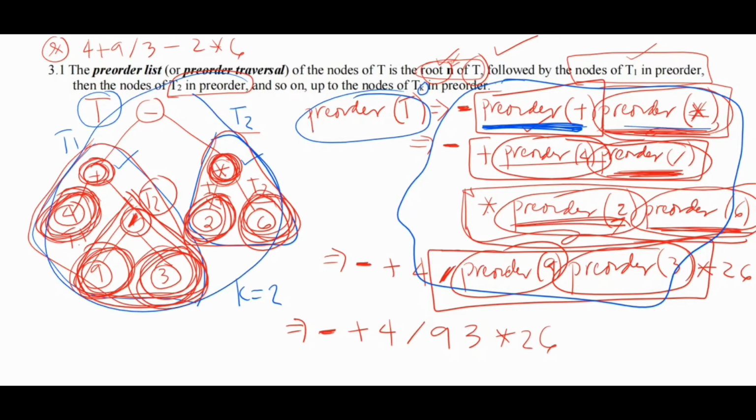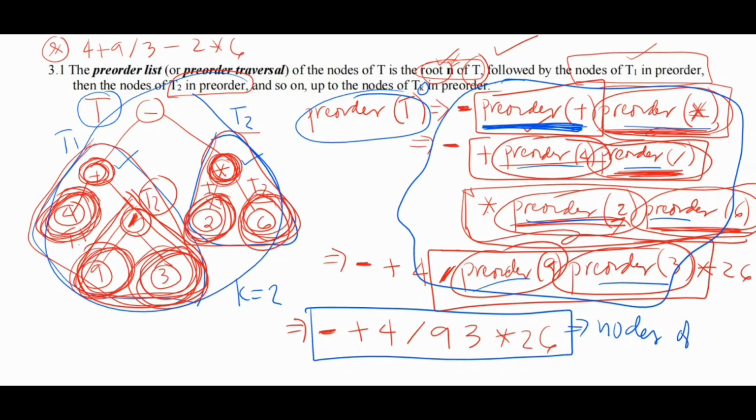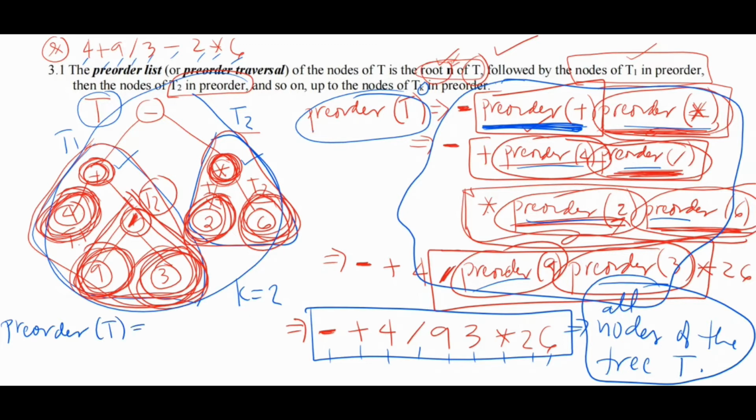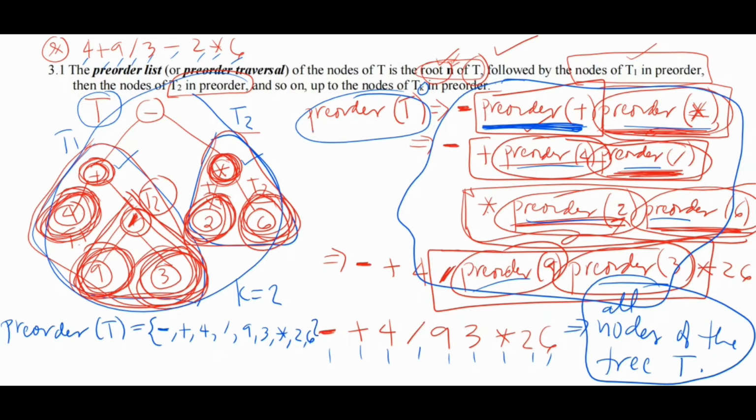So to get the pre-order of the whole tree, this whole tree here, we need to get the pre-order of the subtrees until there are no more subtrees, but what's in the list would be only the nodes of the tree T. So these are all the nodes of the tree T. So finally, our answer for the pre-order of T is the list containing the nodes in that same order: minus, plus, 4, divide, 9, 3, multiplication, and then 2, and then lastly, 6. So this is the pre-order list of all the nodes of the tree T. That's the sequence or the order of the visit.